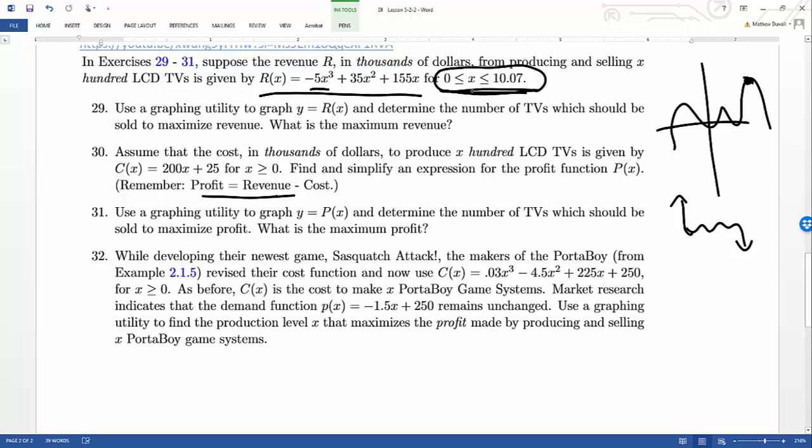Now it says, while developing the newest game, Sasquatch Attack, the makers of the Porta Boy revise their function and now use this cost function.